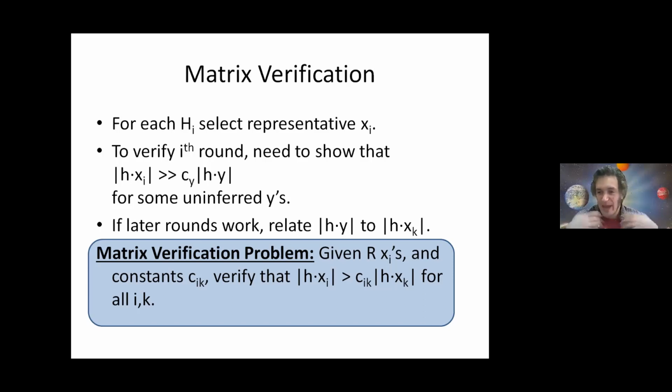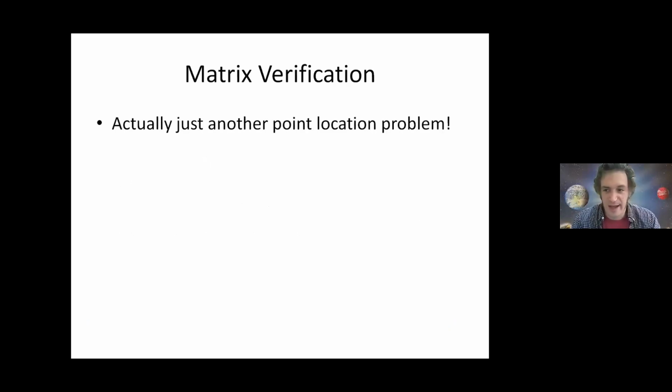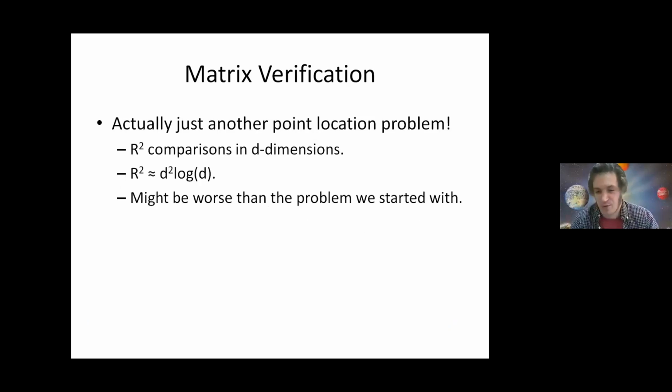And so what we have is what we call a matrix verification problem. If we have R rounds, there are different xi's, and there's this whole matrix of cik's, and we need to verify these inequalities about the margins. We need to say something about the relative margins of just these representative points. And what's cool is that this matrix verification problem is just another point location problem that we could solve. It's got R squared comparisons in D dimensions that we need to verify.